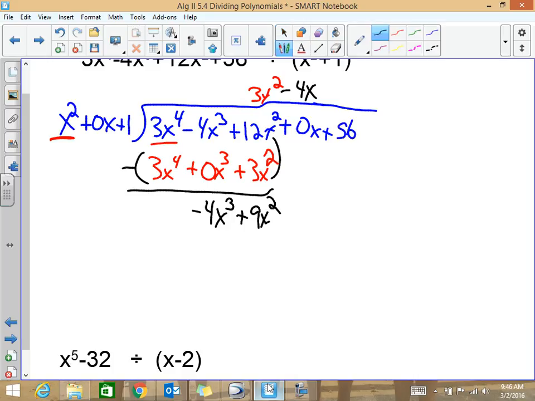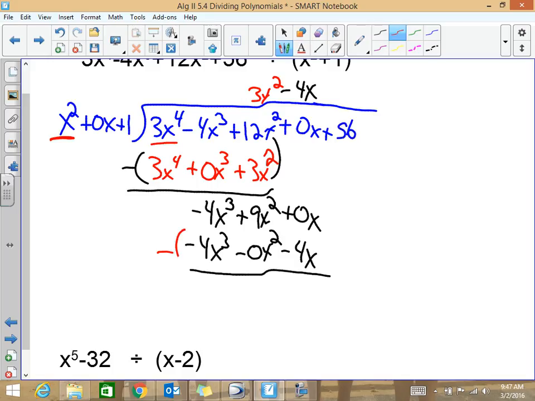So negative 4x times x to the 2nd gives us negative 4x to the 3rd. Negative 4x times 0x gives us negative 0x squared. And negative 4x times 1 gives negative 4x. What did we forget? We needed to bring down that 0x. Make sense? So now we're going to subtract.